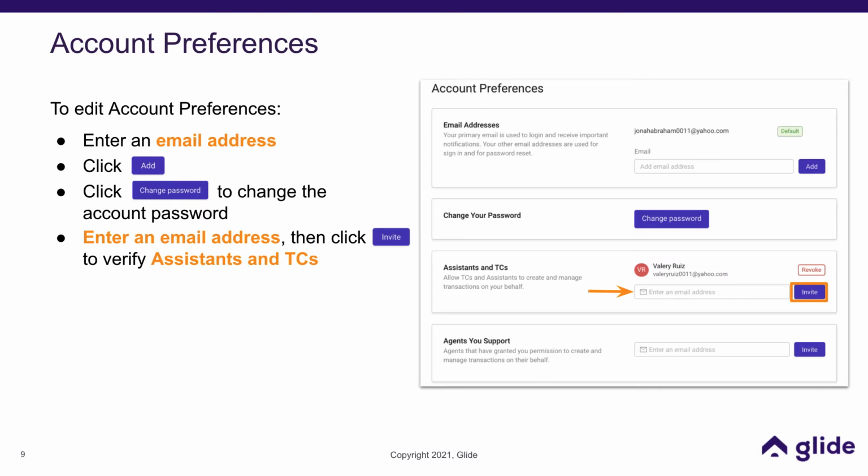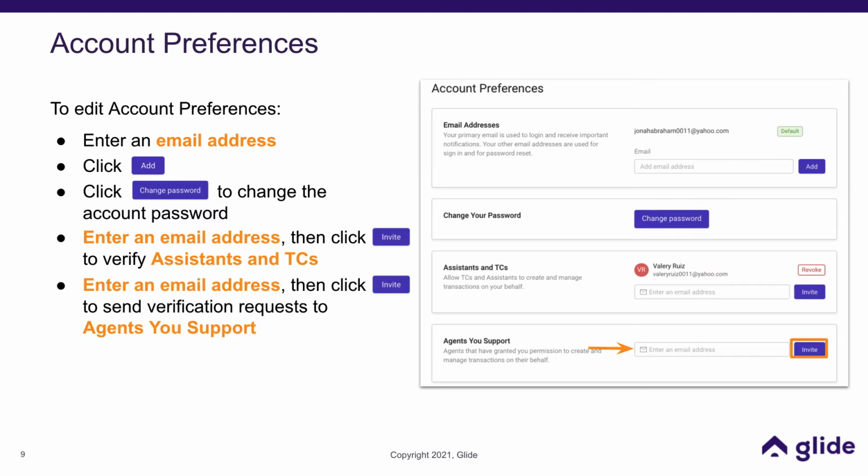If you need to verify an agent and transaction coordinator relationship in Glide as an agent, you can enter the email address of the assistant or TC, then click Invite. If you need to verify the agent and transaction coordinator relationship within Glide as a transaction coordinator, you can enter the email address of the agent you're supporting, then click Invite.